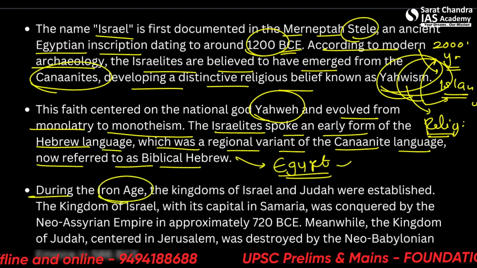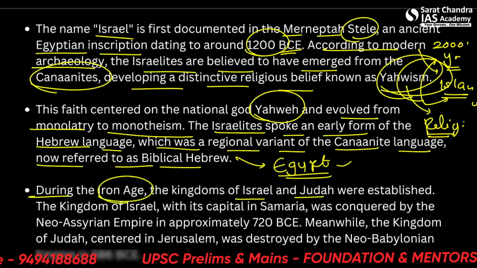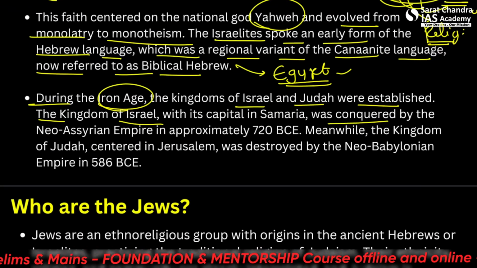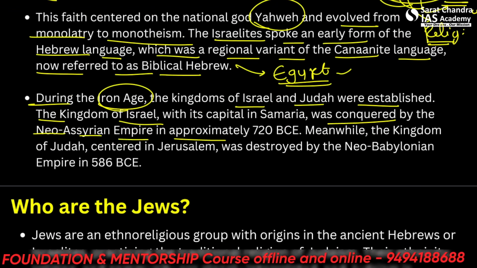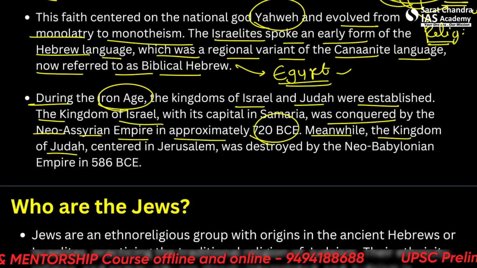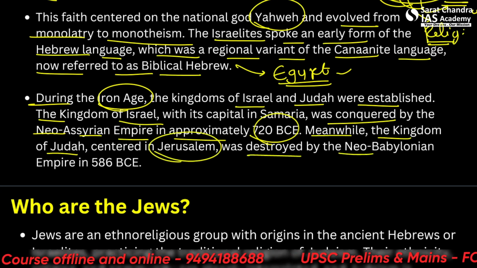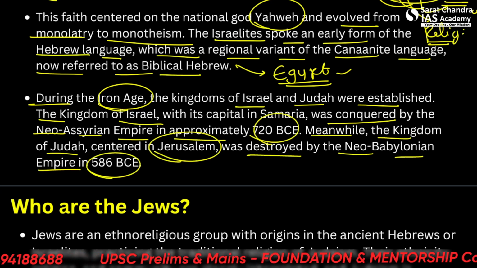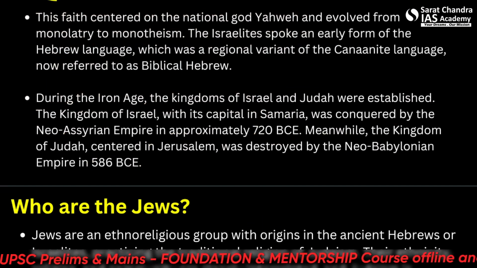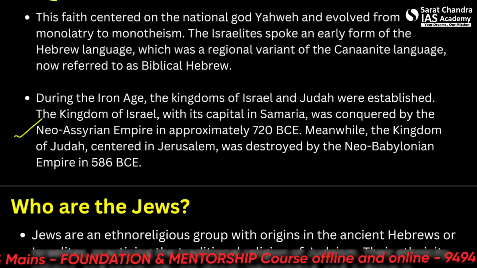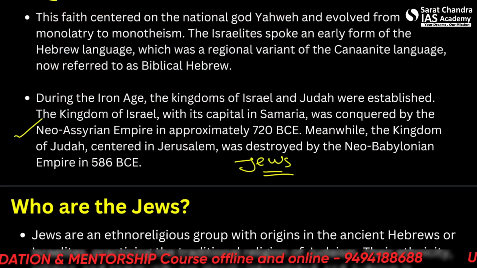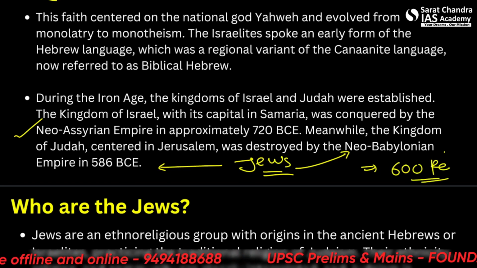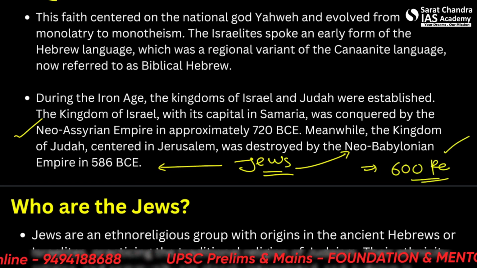During the Iron Age, which I have already talked about, the kingdoms of Israel and Judah were established. The kingdom of Israel, with its capital in Samaria, was conquered by the Neo-Assyrian Empire in approximately 720 BC. Meanwhile, the kingdom of Judah, centered in Jerusalem, was destroyed by the Neo-Babylonian Empire in 586 BC. So this is the short bit of history that we need to know about Israel and its native residents. After the decline of the Jewish kingdoms, as they were conquered by other kingdoms, all of which happened around 600 BC or so, it's still 400 years before Christianity came into being.